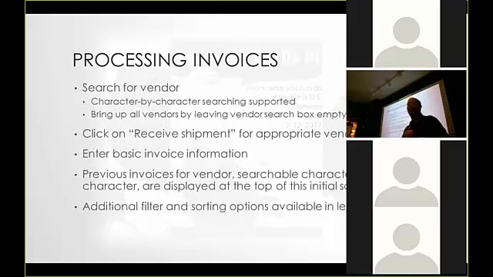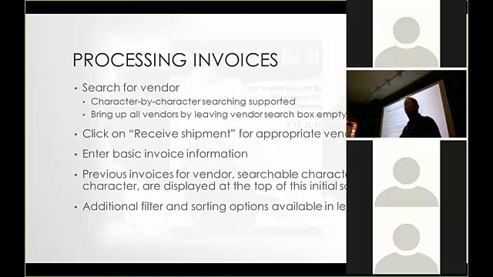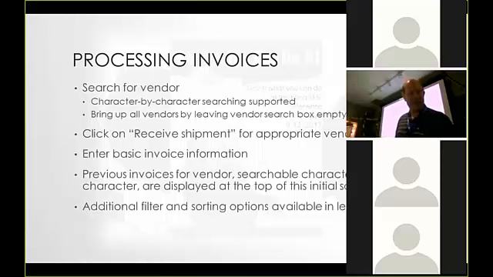Note when you're searching for vendors, if you type in AM, you'll get Amazon, you'll get American Test Kitchen, but you'll also get anything with AM right next to each other anywhere within your vendor records. If you want to bring up all of your vendors, leave the box empty. Click on Receive Shipment for the appropriate vendor, and then enter your basic invoice information like receipt date of the invoice as well as an invoice number.